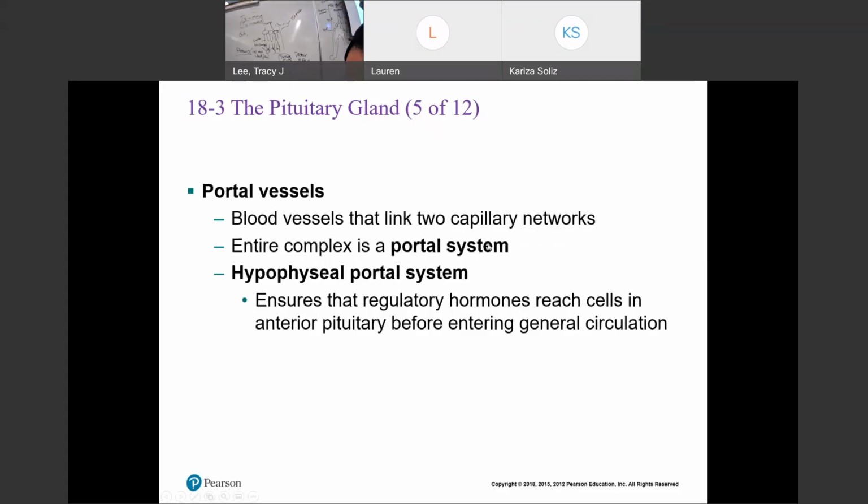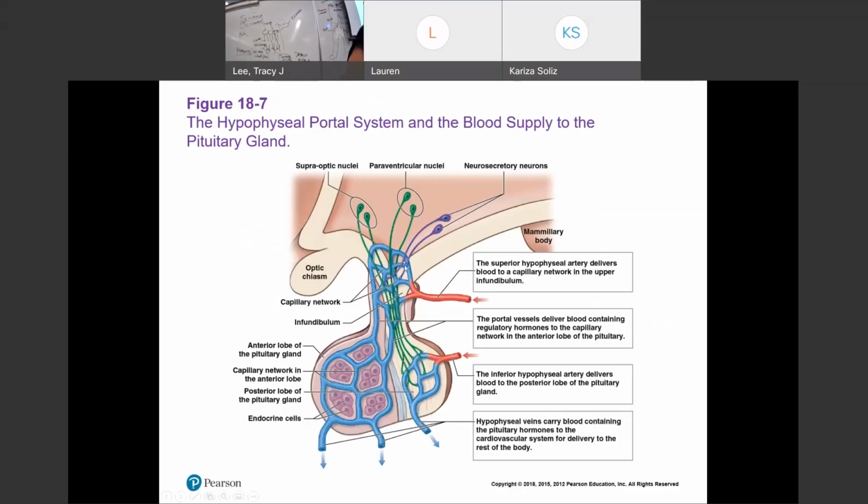So we have this portal system. I just want you to be familiar with that name, the portal system. And it allows those regulatory hormones to go into that bloodstream, which then allows it to travel to target cells. So here's an example. Here's our portal system, and you can see blood. So signals from my hypothalamus will travel through the portal system down to the anterior pituitary gland. And then those hormones can enter that blood system and then travel to the target cell.